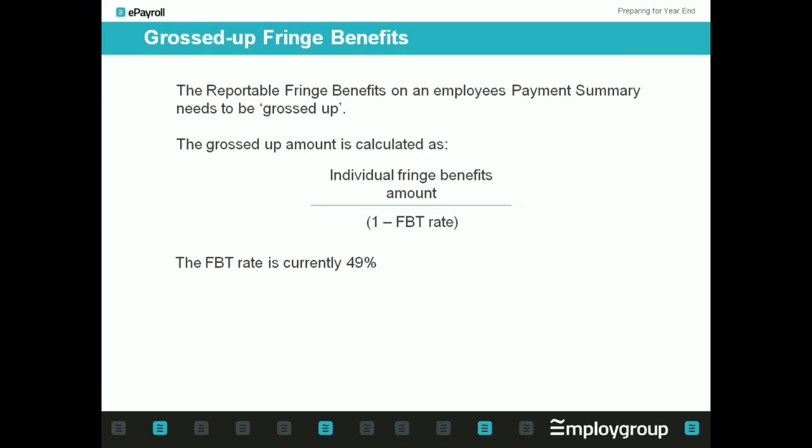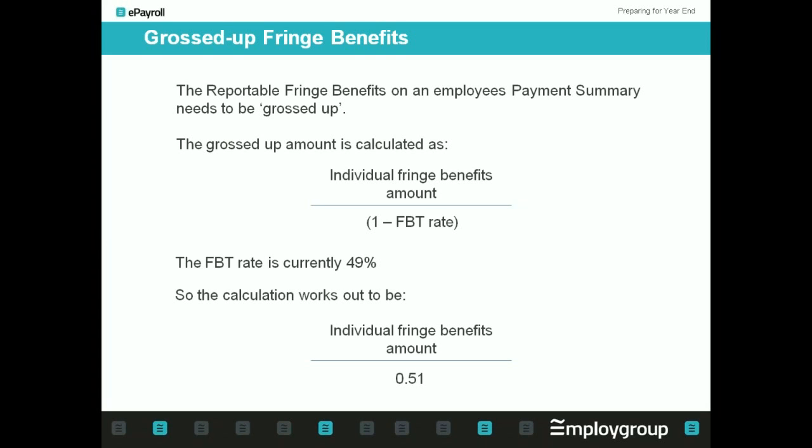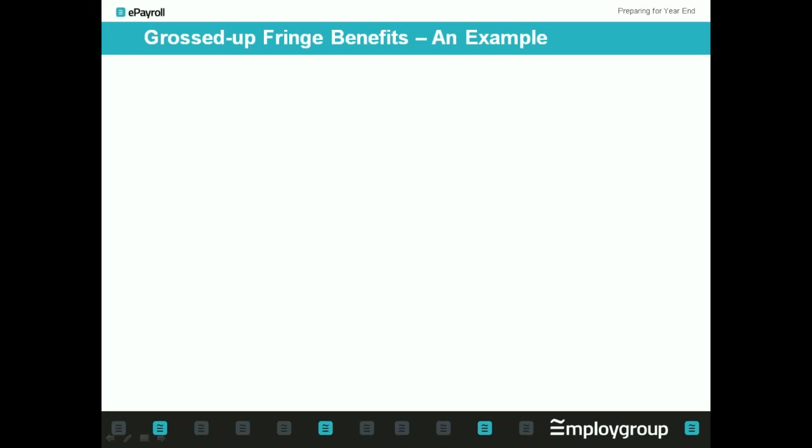Next financial year it will, sorry, I shouldn't say financial year. The FBT rate for the FBT year, which runs from 1 April to 31 March 2017, is 49%. The rate for 1 April 2017 to 31 March 2018 is 47%. So the calculation works out to be the employee's individual fringe benefits amount divided by 0.51.